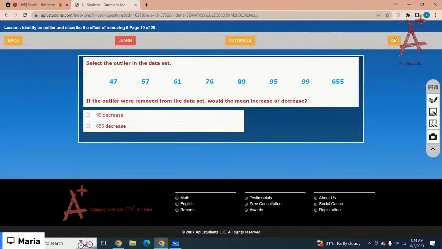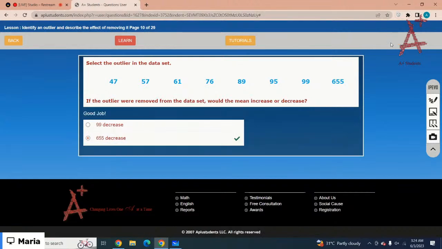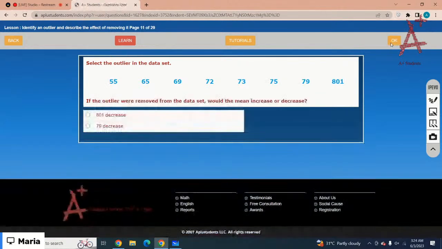So the outlier is 655. If we remove a big number, it will decrease the mean. Got it? So the correct option is 655 and decrease. Okay, you can complete the test by yourself later today. Let me just move on to the next lesson.